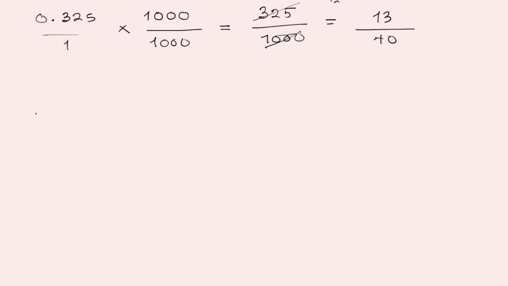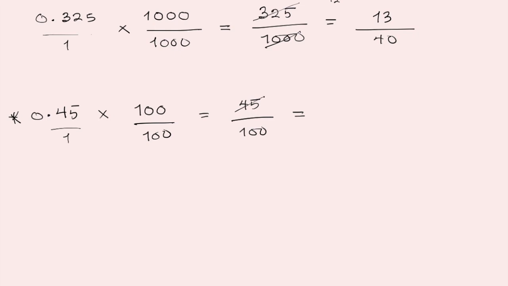If we solve another example, 0.45, please feel free to pause the video to try this out. Count the number of decimal places, which is 2 here, 1, 2. And that's going to be equal to 45 over 100. 45 divided by 5 is 9. 100 divided by 5 is 20. And that's the answer. So 0.45 is equal to 9 over 20.